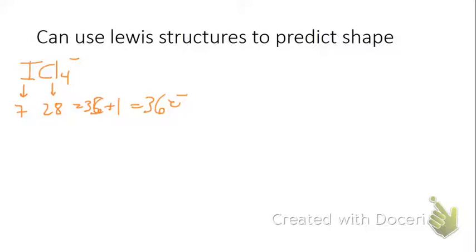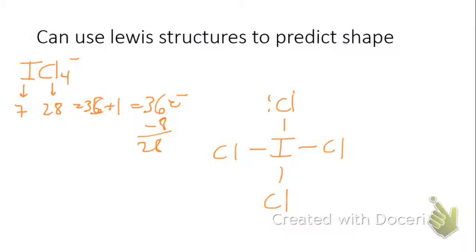Right? So we're going to do the exact same thing that we did before with Lewis structures. So there's 8, so we'll put everything, we'll make octets.